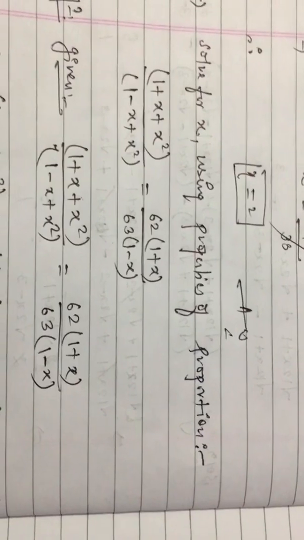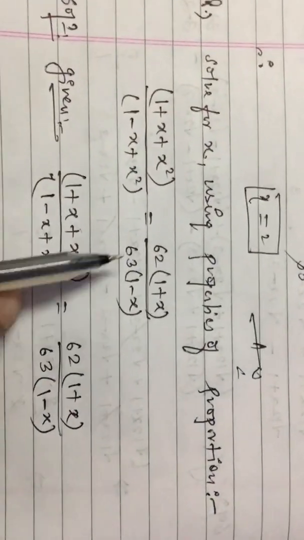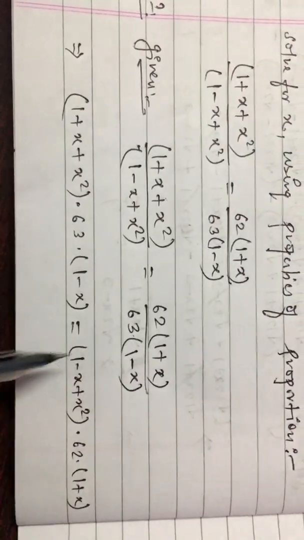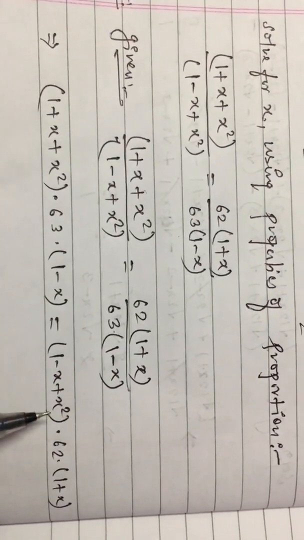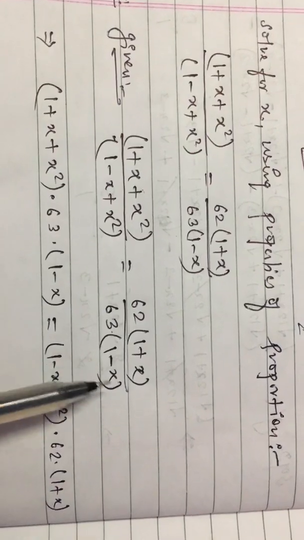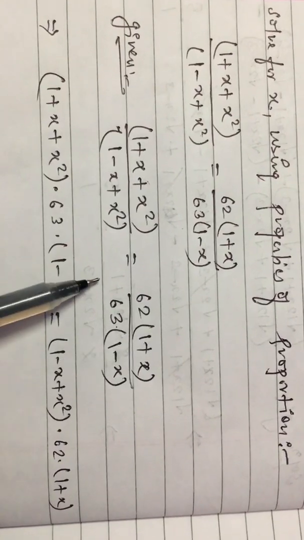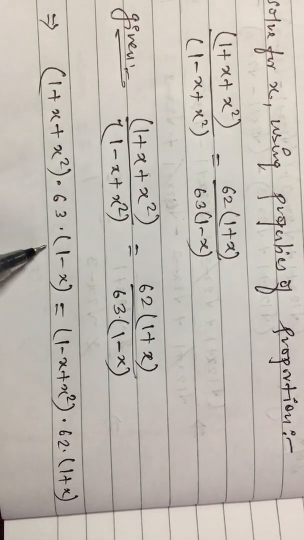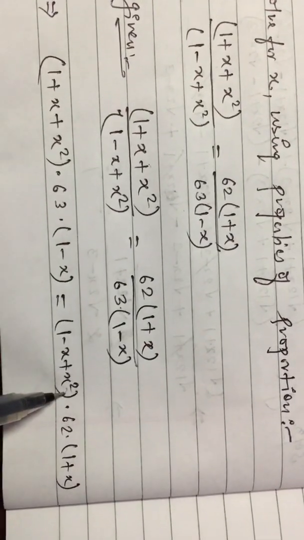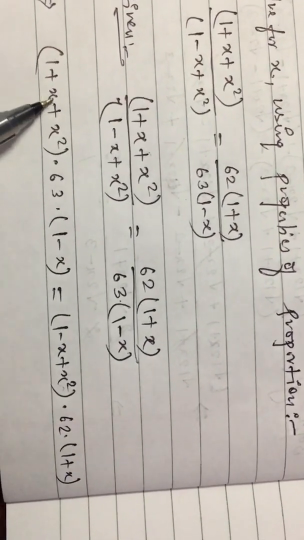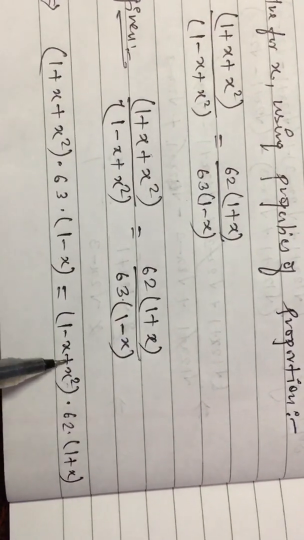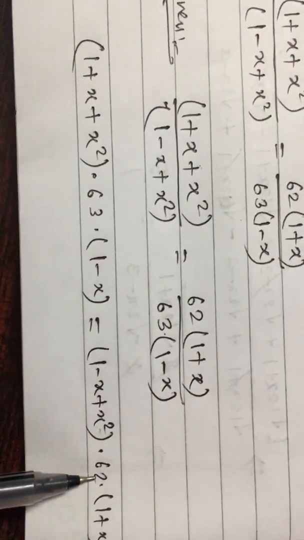Solve for x using the properties of proportion. Now see, this is our given term. First we are going to cross multiply them. This term multiplied by this and this term multiplied by this. This and this are written in the numerator, and this transferring this side comes in the denominator, and 62 in the RHS, and this 63 comes in the denominator, 62 by 63.